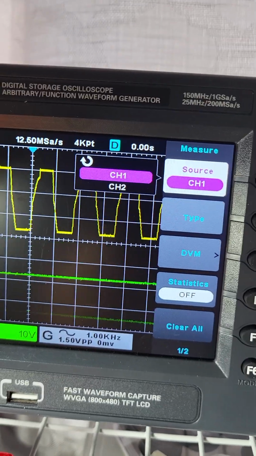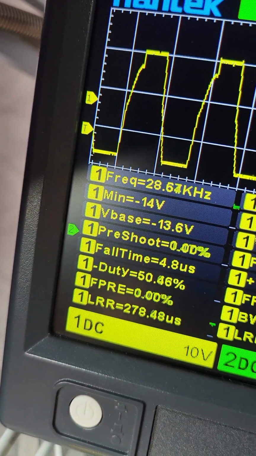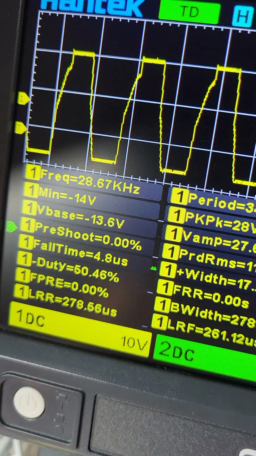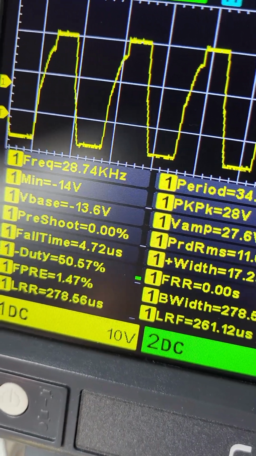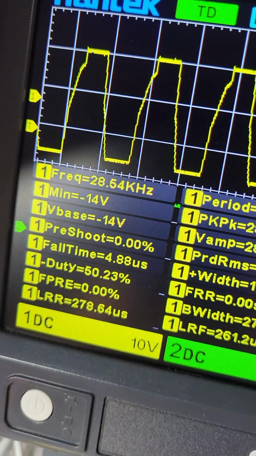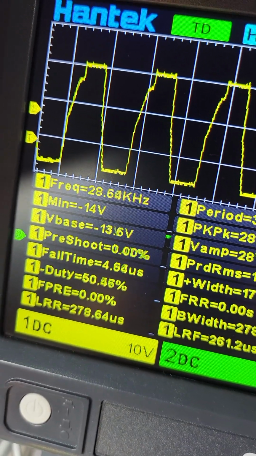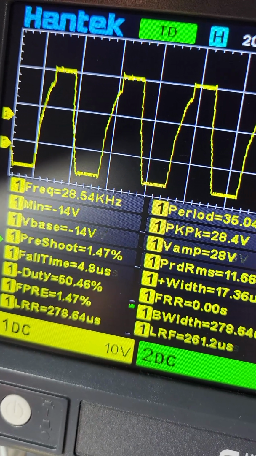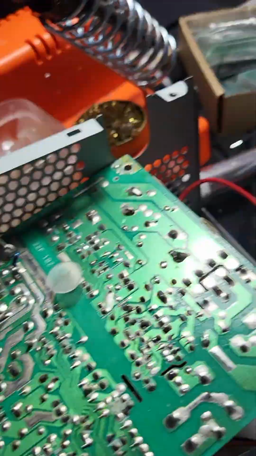Okay, so look at the frequency, it is reaching up to 28 kilohertz. That's 28 kilohertz, so it's very far from the 60 hertz standard frequency of our household electricity. So 28 kilohertz. Why is that happening?